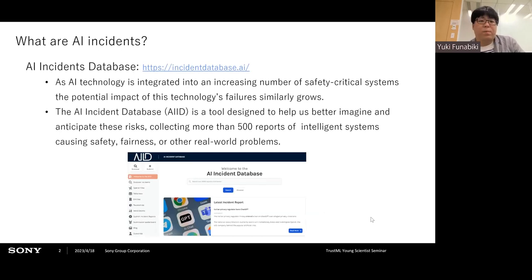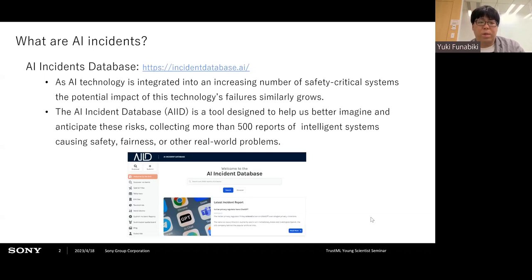My first question is, what are AI incidents? We are now very interested in AI incidents because they affect the business use cases of corporations. You can see the AI Incident Database, which is organized by the Partnership on AI, an AI community. If you visit this website, you can see AI incidents in real use cases.